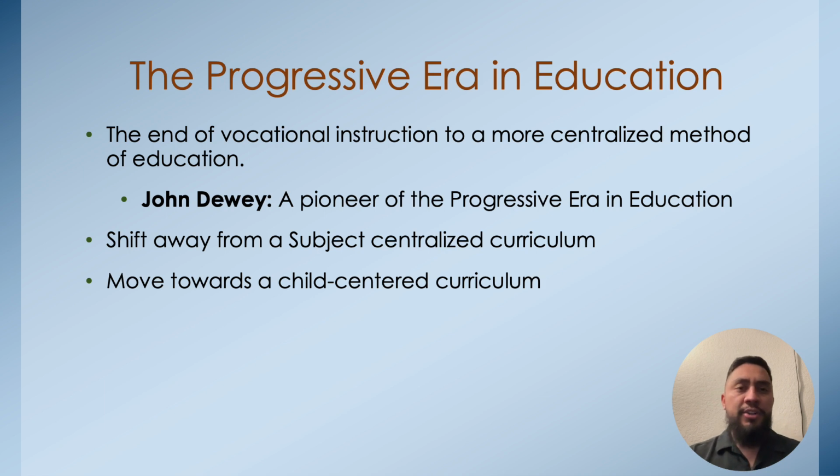As workers, educators, and Americans overall began gaining more rights, we were led into the progressive era, more specifically, the progressive era in education. During this time, there was a shift from vocational instruction to a more centralized method of education. Pioneers of this movement include John Dewey, who believed that students should learn in a child-centered curriculum versus a subject-centered curriculum, which was primarily what was taught before. In a child-centered curriculum, the teaching methods focus on critical thinking and learning through experiences, while the subject-centered curriculum, as before, focused on memorization and test scores.